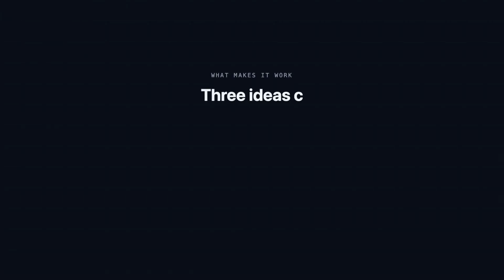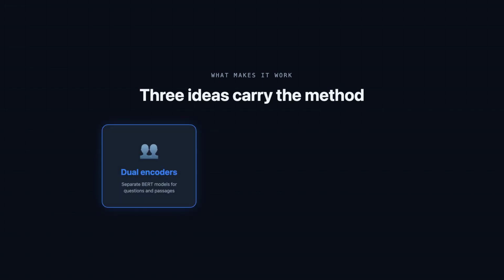Strip it back, and three ideas carry the whole method. Dual encoders. DPR trains two separate BERT models, one for questions and one for passages, so each learns the representation best suited to its own side of the search.